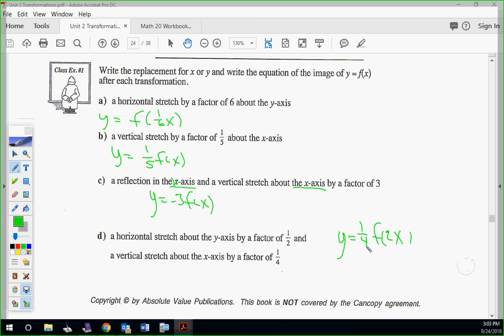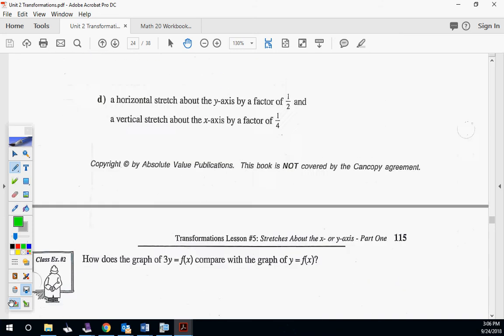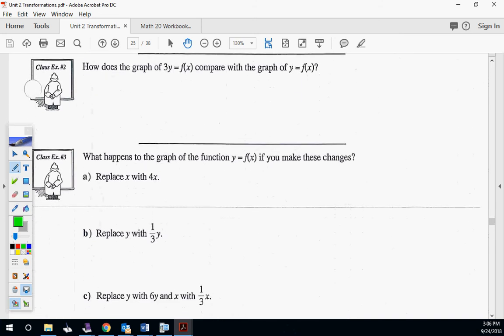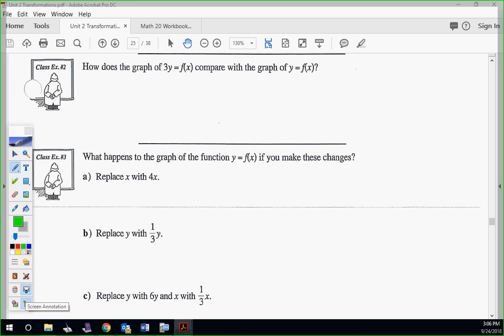Okay. All right, last group here. Don't be afraid to participate. Okay, how does the graph of 3y equals f of x compare to the graph of y equals f of x? Well, don't get confused in this one. It's simply just divide that over, right? And that's the same thing as 1/3 f of x. So then what is it? It's a vertical stretch of 1/3 about the x-axis.